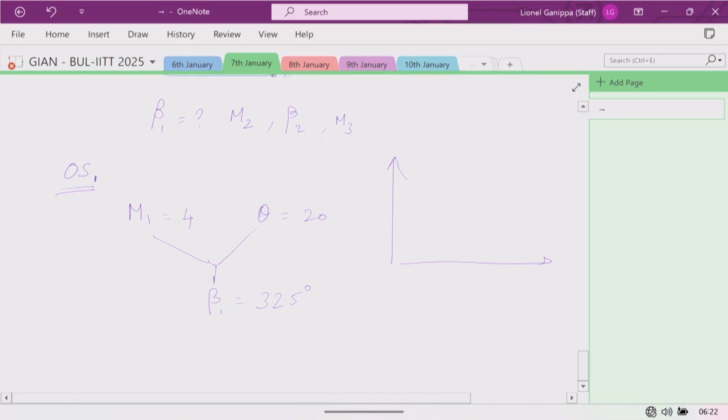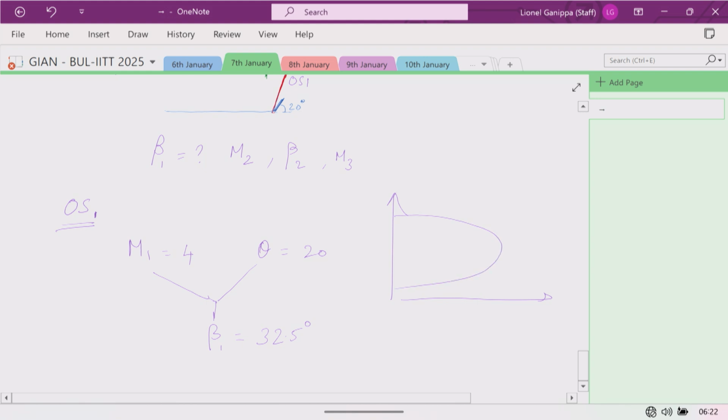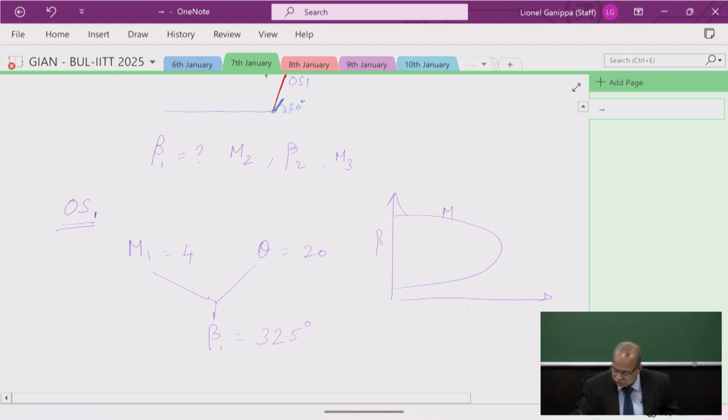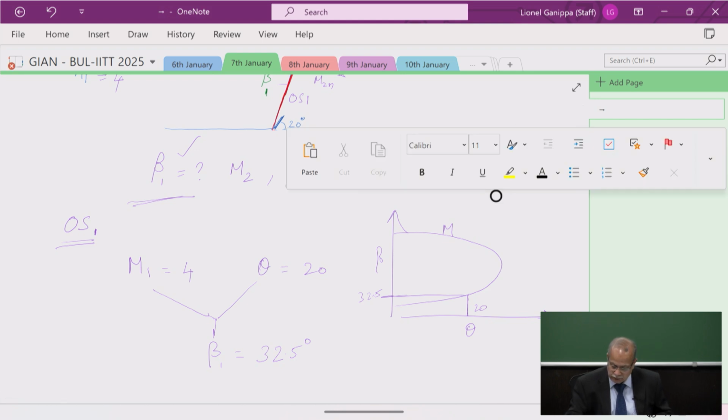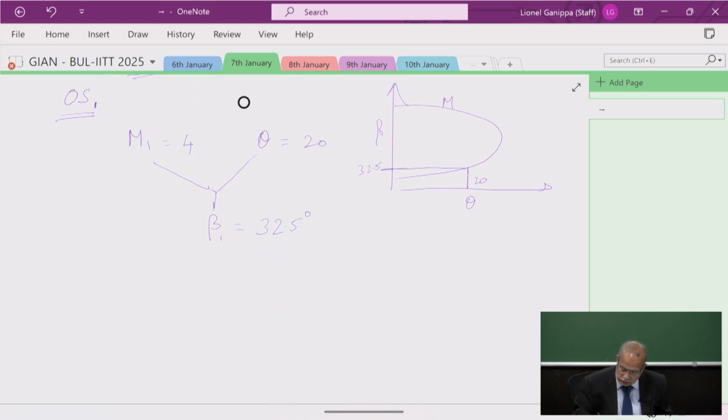So the way forward is to look at this M-beta-theta chart for 20 degrees. Find what is this one here, 32.5. So we have found out the value for beta. Now you can see it's much simpler. Now how will you find M2? Now use this value, find M1N. M1N is equal to M1 sine beta 1. Find M1N.